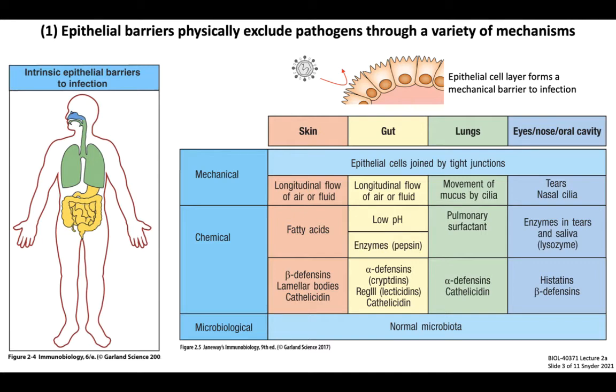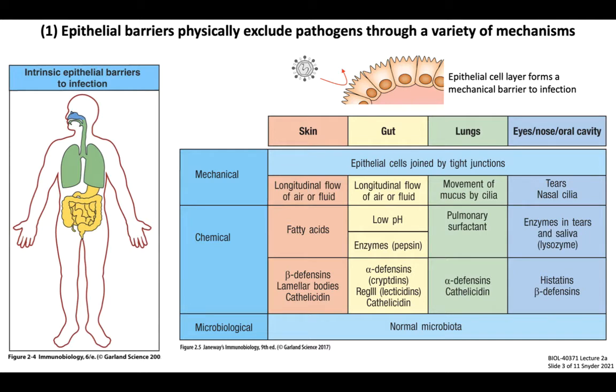These include antimicrobial peptides such as defensins, Reg3, and cathelicidin that are outlined here, acidic microenvironments such as those that are found in the gut that makes it inhospitable to organisms that aren't adapted to acidic growth conditions, and enzymes that can digest components of pathogen walls.